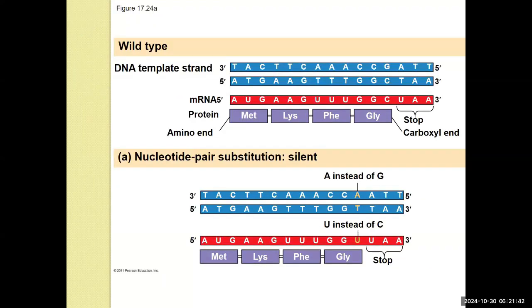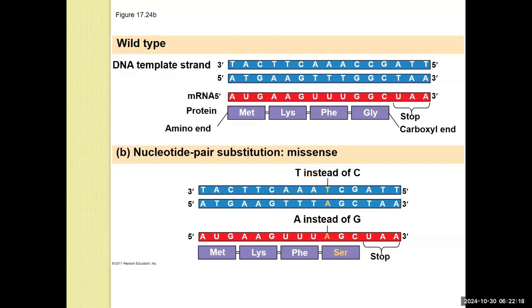Here we can see a single nucleotide substitution, an A instead of a G, which then leads to a U instead of a C being incorporated. But because the wild type and the mutated strand both add a glycine, it is a silent mutation. The overall protein transcript has not been altered.